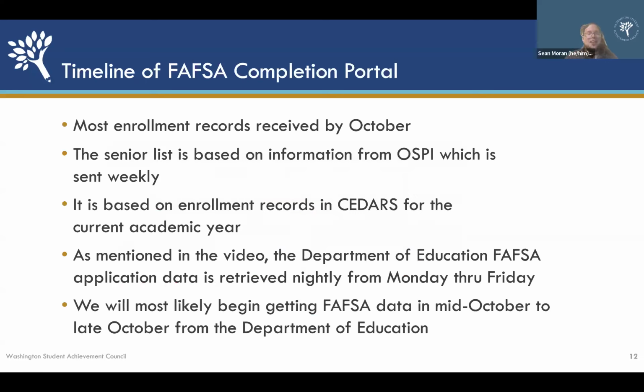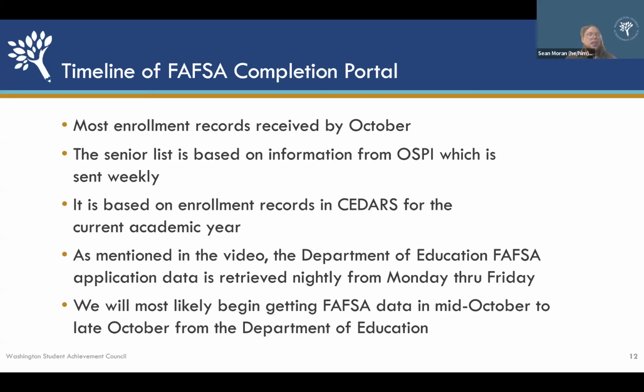Okay. So timeline of the FAFSA Completion Portal, we basically get most enrollment records by October. These vary based on district. It is all based on CEDARS information. And the seniors list is based on information from OSPI on a weekly basis. And one of the things is we get information from the Department of Education, FAFSA application process data on a nightly basis from Monday through Friday. And then it is matched overnight with an algorithm.